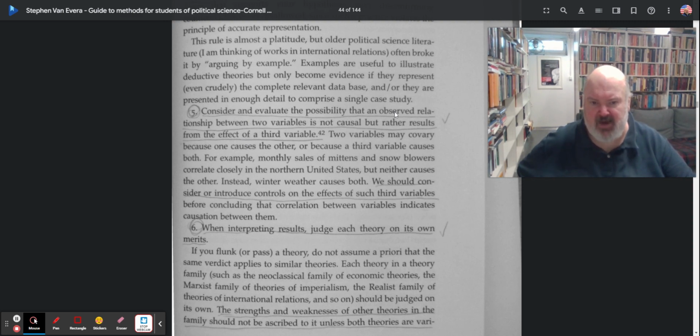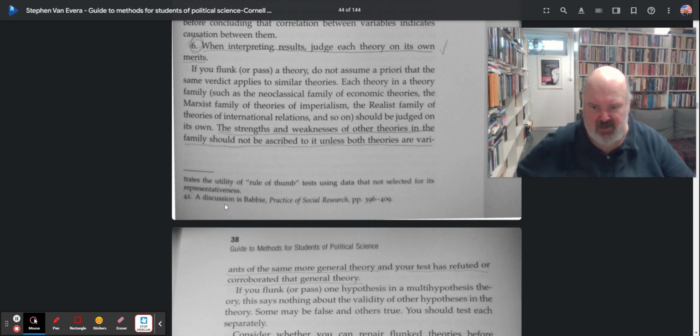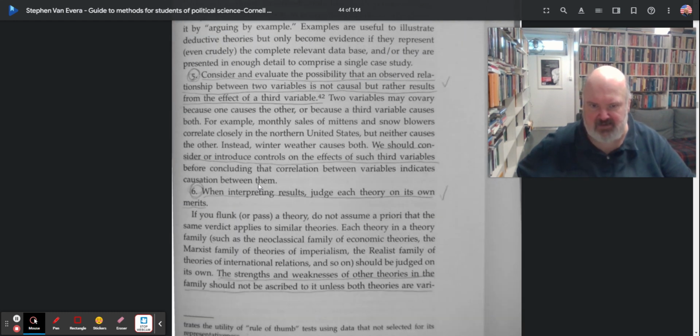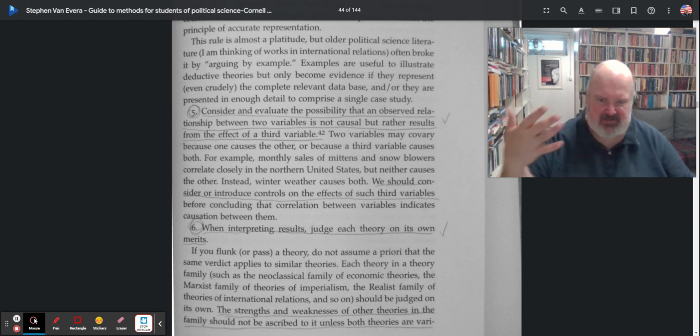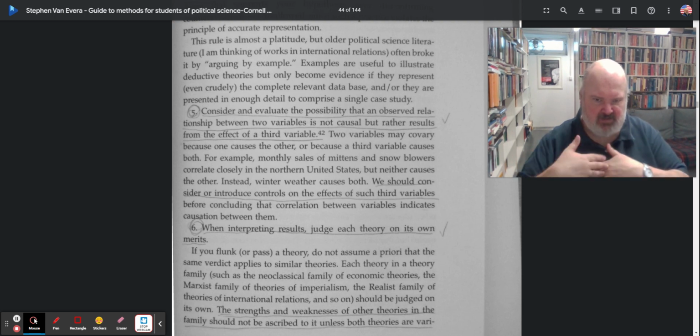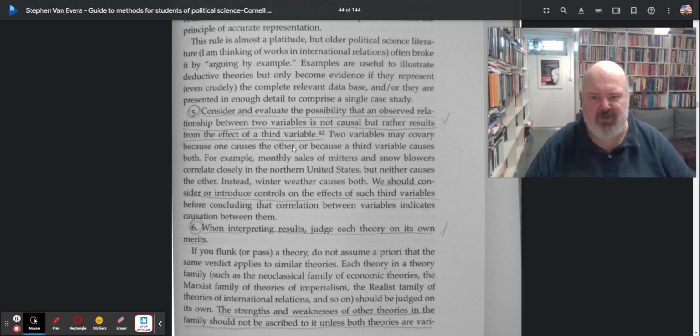Consider and evaluate the possibilities that an observed relationship between two variables is not causal, but results from the effect of a third variable. In other words, consider and evaluate the possibility that the thing you're observing is not causal, but there's another variable. Two variables may covary because one causes the other, or because a third variable causes both.